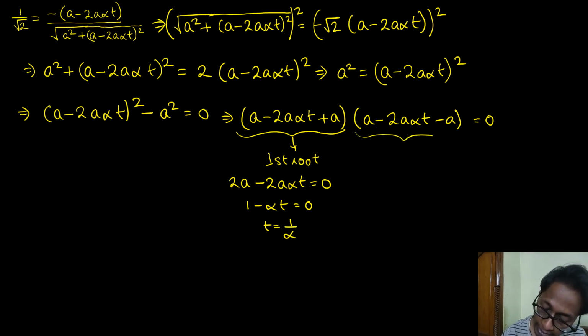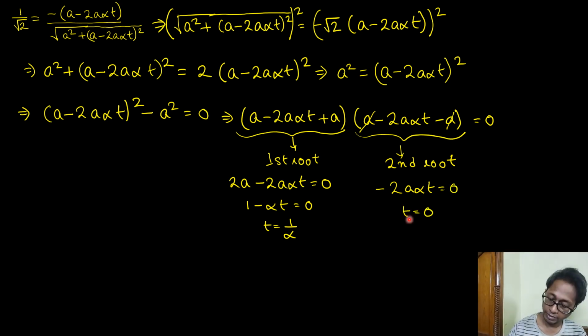Now let's take the second root. Second root, a and a would get cancelled. So minus 2a alpha t is equal to 0, or t is equal to 0. So at t equal to 0 and t equal to 1 by alpha, we get the angle between the velocity vector and acceleration vector to be 45 degrees.